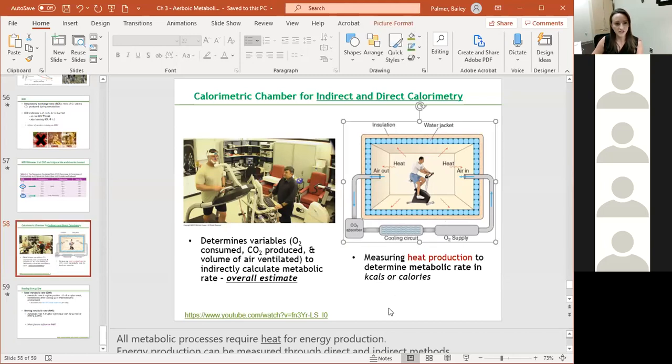And then over here is direct. So this is our direct calorimetry. This is inside a chamber surrounded by a water jacket where we're exercising. This one is hard to do because not many people have these chambers. It's not as realistic to be able to assess energy production here. What we do in our labs in this department is a lot of indirect measures of calorimetry. So just knowing the difference between those two.